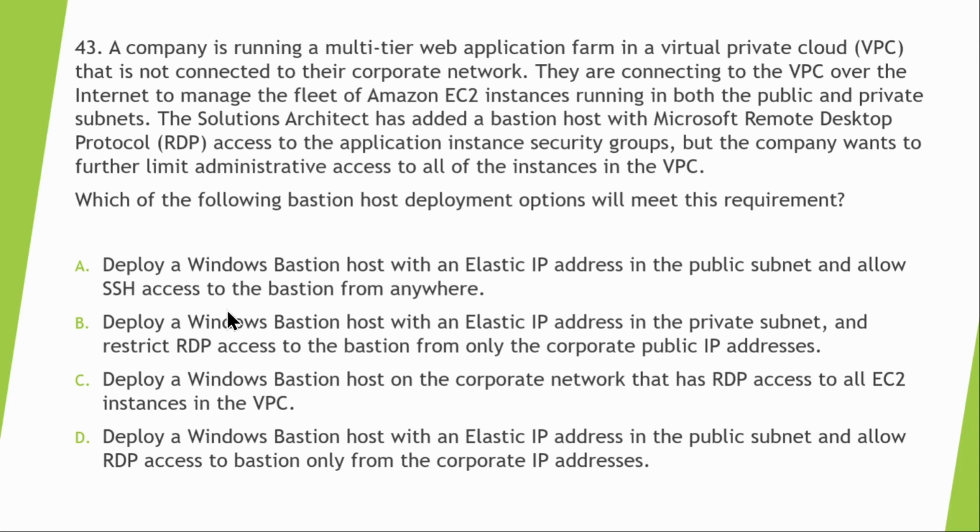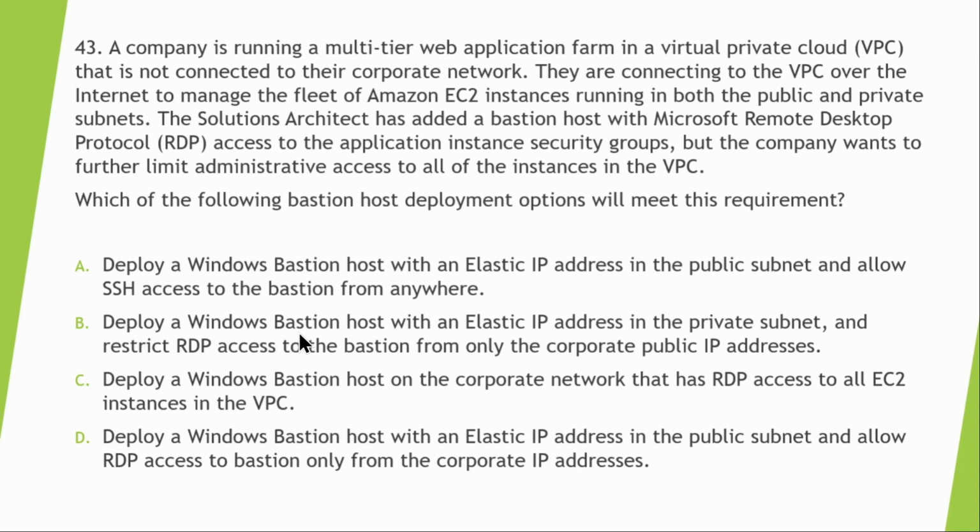So let's go through the options one by one. Deploy a Windows Bastion host with an elastic IP address in the public subnet and allow SSH access to the Bastion from anywhere. This is incorrect because, since it is a Windows Bastion, you should allow RDP, not SSH. So this is clearly out of the question.